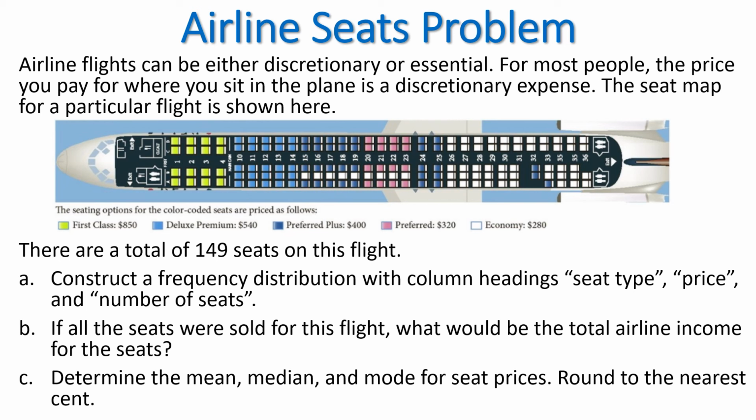The seats in dark blue are preferred plus, and they go for $400 each. The seats in pink are preferred, and they go for $320 each. And the seats in white are the economy seats, and they go for $280 each. There are a total of 149 seats on this flight. Construct a frequency distribution with column headings, seat type, price, and number of seats. If all of the seats were sold for this flight, what would be the total airline income for the seats?